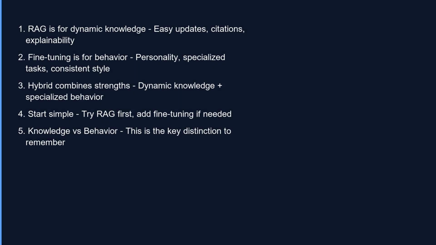1. Retrieval augmented generation is for dynamic knowledge, easy updates, citations, explainability. 2. Fine-tuning is for behavior, personality, specialized tasks, consistent style. 3. Hybrid combines strengths: dynamic knowledge plus specialized behavior. 4. Start simple. Try retrieval augmented generation first, add fine-tuning if needed. 5. Knowledge versus behavior. This is the key distinction to remember.